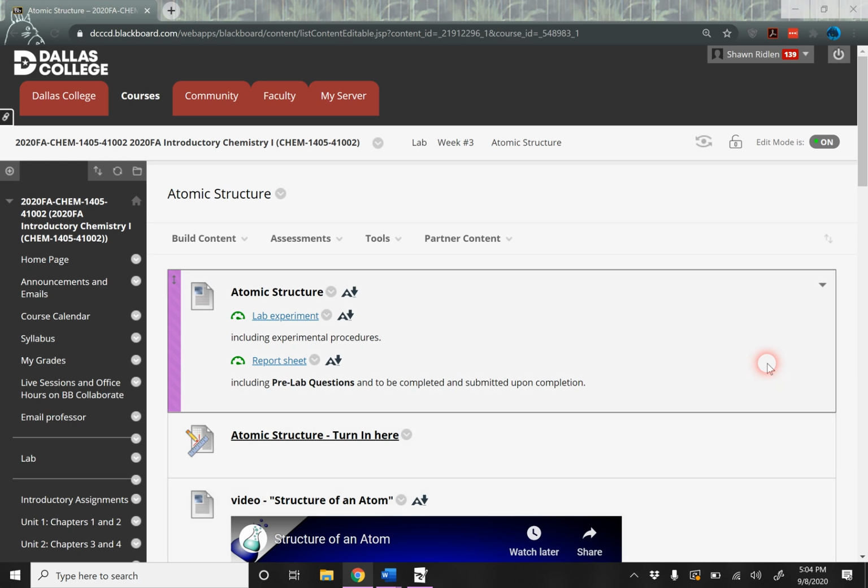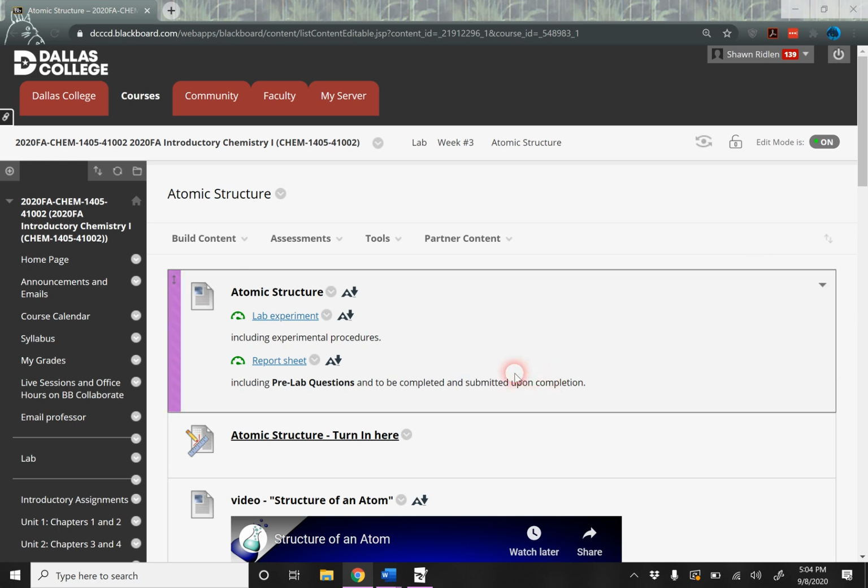Hi everyone. The next lab we're going to do is over atomic structure. This lab will cover things like physical properties of the elements, their categorization in terms of families, subatomic particles like protons, neutrons, electrons, and then lastly we'll talk about isotopes.